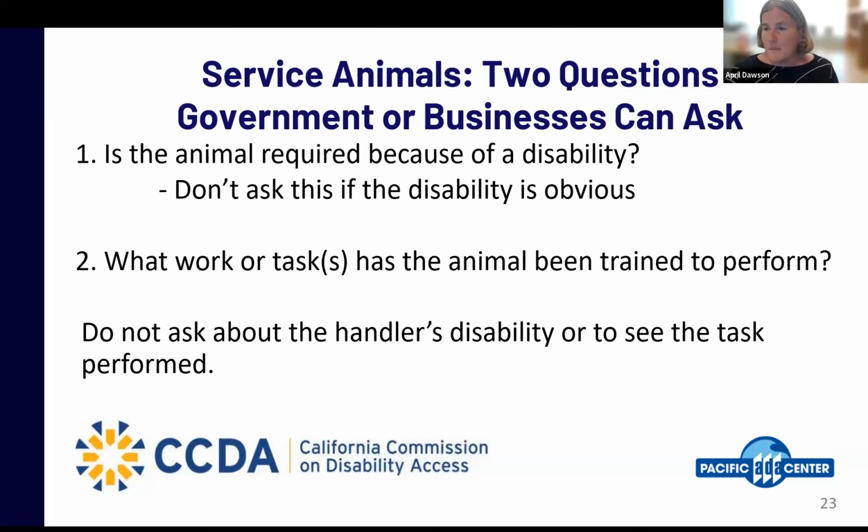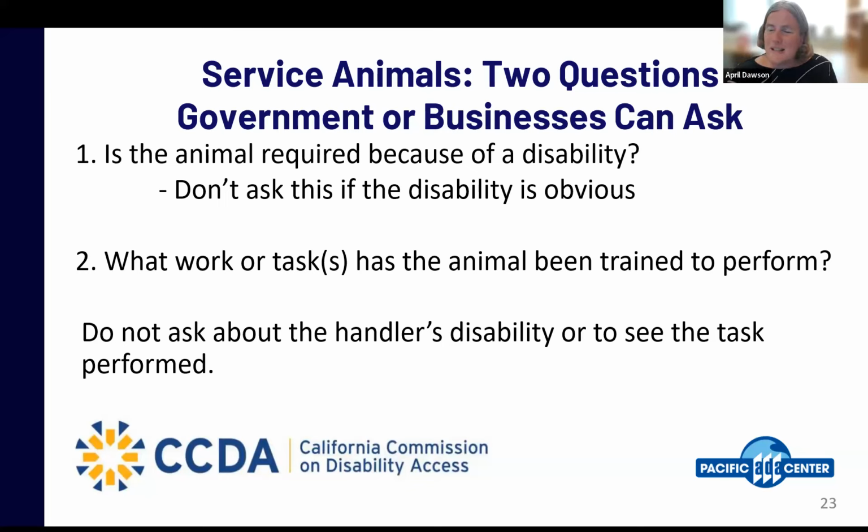For example, they may be trained to detect low blood sugar levels in someone who's diabetic. And if you ask them to try to perform that task, I don't know how you would do that, but if the person doesn't have low blood sugar, the dog wouldn't be able to perform that task.